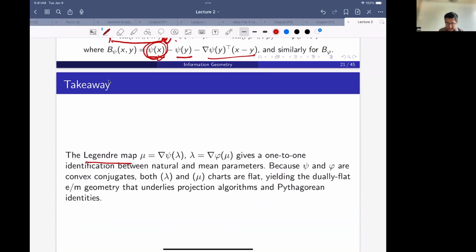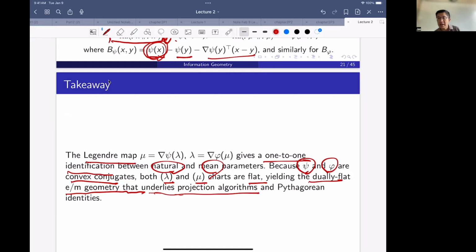So the Legendre map gives the one-to-one identification between natural and mean parameters, right? And because psi and phi are convex conjugates, both lambda and mu chart coordinate systems are flat, yielding a dually flat EM geometry that underlies projection algorithms and Pythagorean identities. So that is the main takeaway. We'll have a short break, a 5-minute break, and then move on.